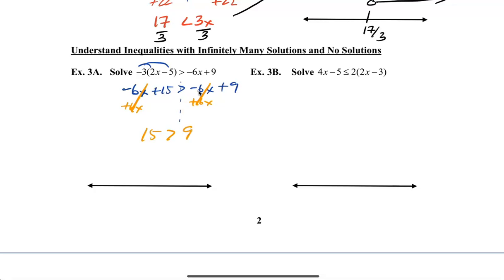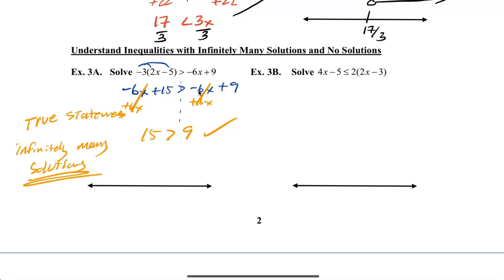And just like before, if it's a true statement, then it's infinitely many solutions. If it's a false statement, it's no solution. And right here, we have a true statement. So this is infinitely many solutions. 15 is greater than 9. So that'll be our answer.